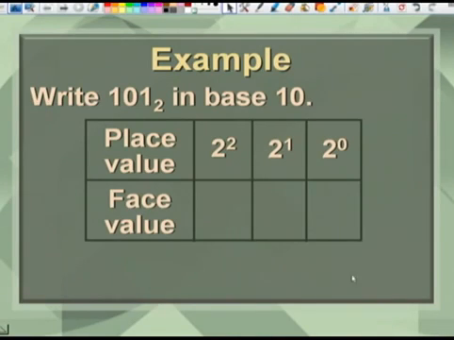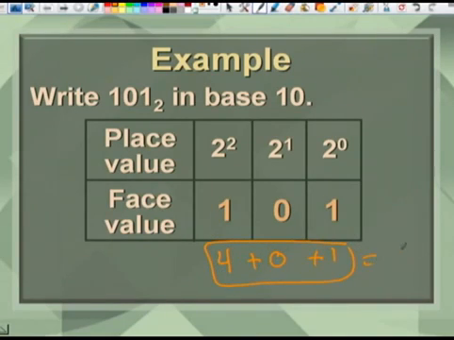101 base 2. Now, base 2 is 1s, 2s, 4s, 8s, and so on. So I have 1, what's 2 squared? 4. That's a 4. I have no 2 to the first, and 1, 1. Okay, so this is a 4 plus 0 plus 1. That's 5 in base 10. 2 squared, one of those, no 2 to the first, and one of the 2 to the 0th power. 4 plus 1 equals 5.